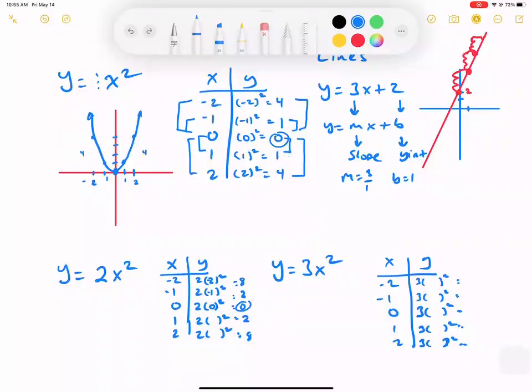What happens when I multiply by 3? That's 0, 1, 2, -1, -2. 0 times 3 is 0. 3 times 1 is 3. 2 squared is 4. 4 times 3 is 12. 3 and 12. How do these numbers change?